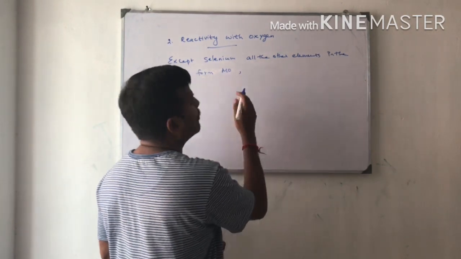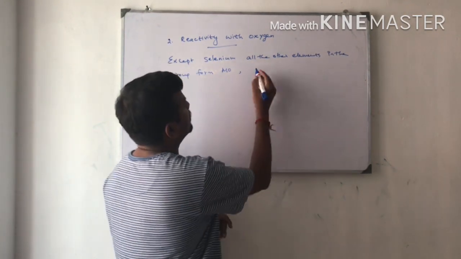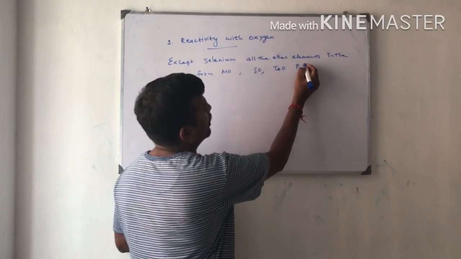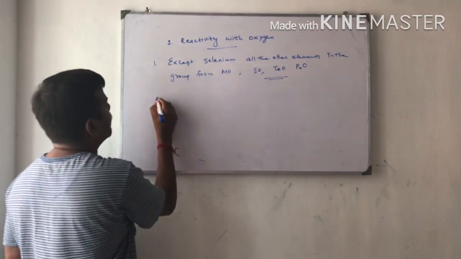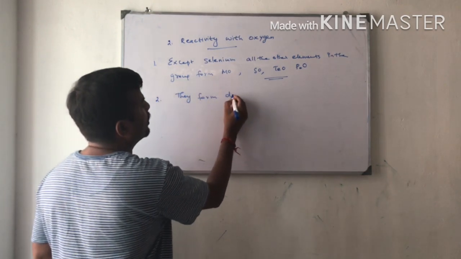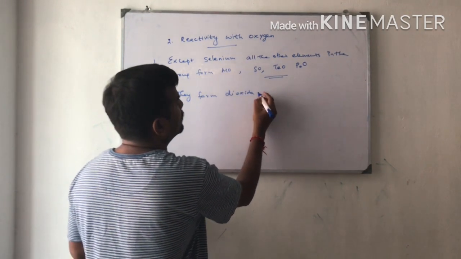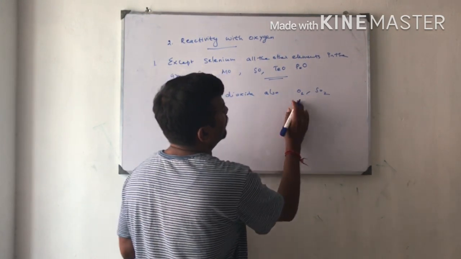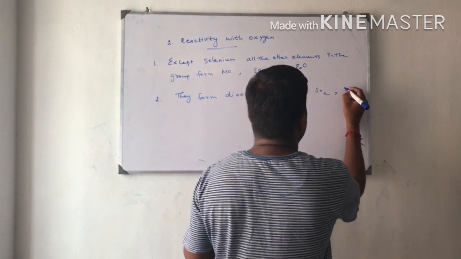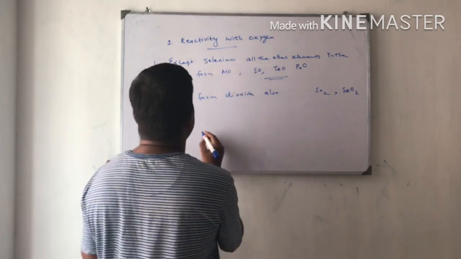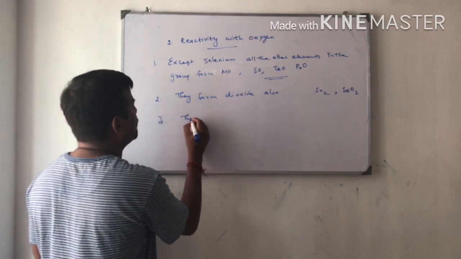Examples are sulfur monoxide, aluminum monoxide, polonium monoxide formed. Second point, they form dioxide also. Example SO2, sulfur dioxide, selenium dioxide, all those things. They also form trioxide also.